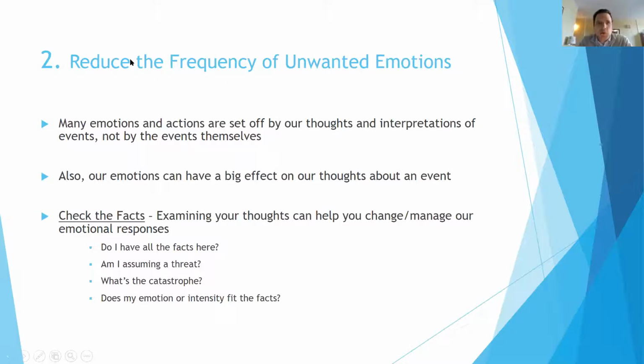So the second goal is to reduce the frequency of unwanted emotion. Many emotions and actions are set up by our thoughts and our interpretations of the events, not by the events themselves. And also our emotions can have a big effect on our thoughts about the event. So we can play both ends. An example of this would be back when we walked through halls with coworkers or in schools. Maybe you walk through the hall and you say hi to somebody and somebody doesn't say hi back to you, right?